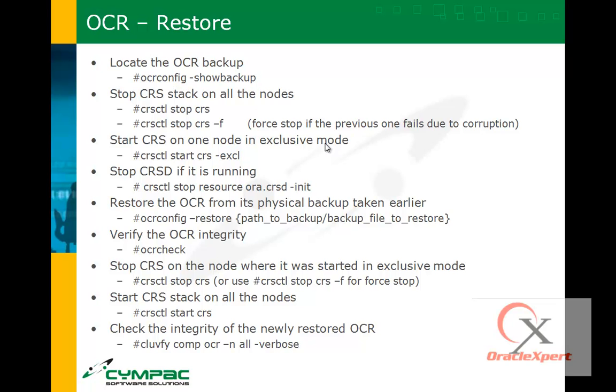Restore the OCR from its physical backup taken earlier by saying ocrconfig -restore followed by the path to the backup file, provided you know from command number 1 where your backup is. Once it is restored, type the command ocrcheck to check for logical corruption and integrity. If everything is okay, then stop the clusterware which you started on the current node in exclusive mode by saying crsctl stop crs. If it doesn't work for some reason, then force stop it. Once it is stopped, go on all nodes and start it regularly by saying crsctl start crs.